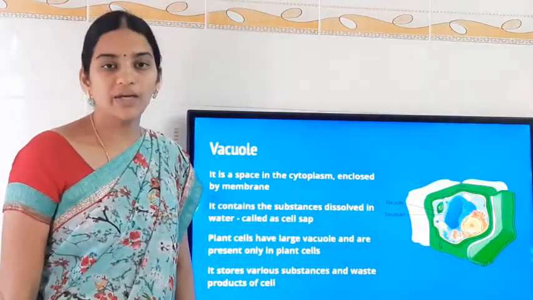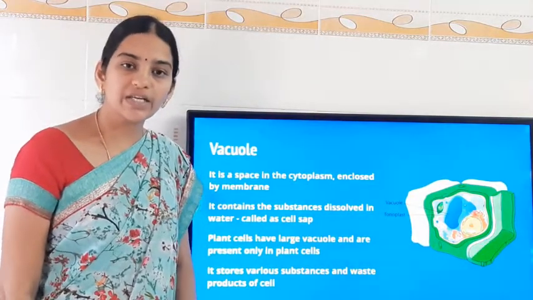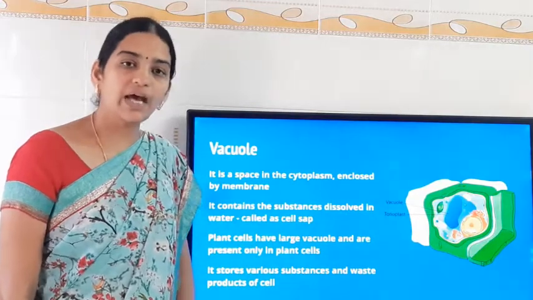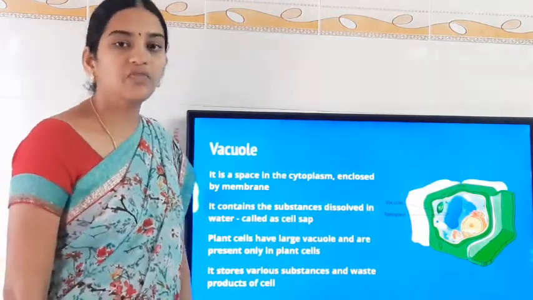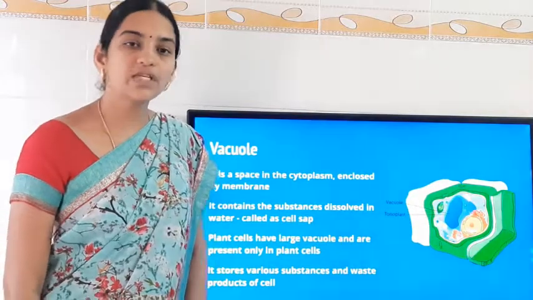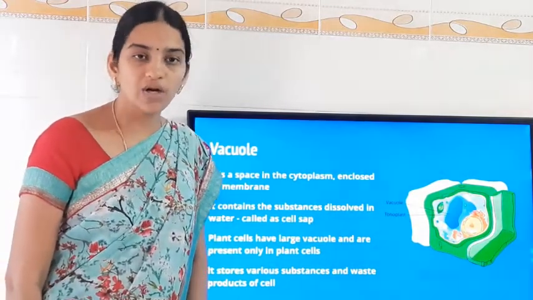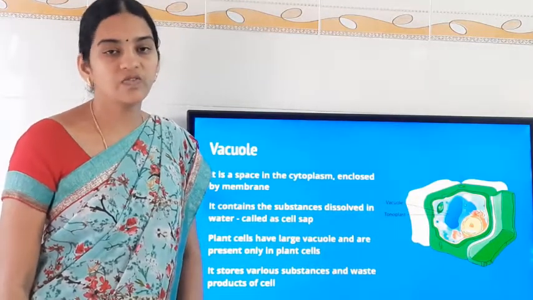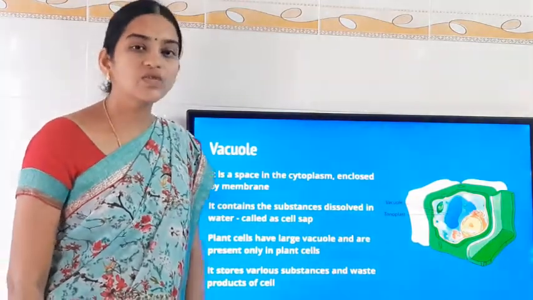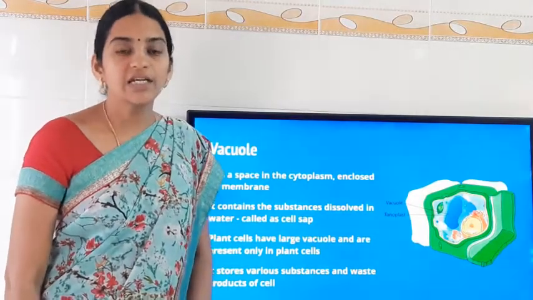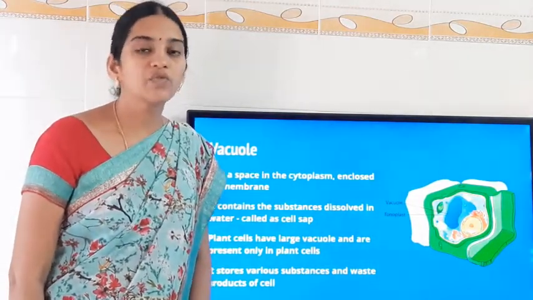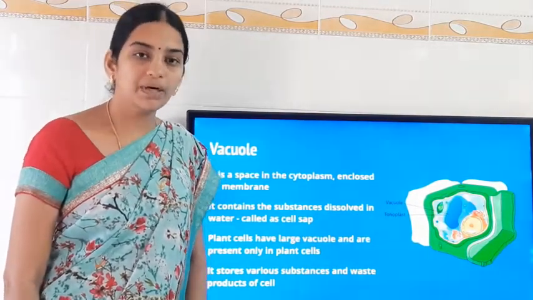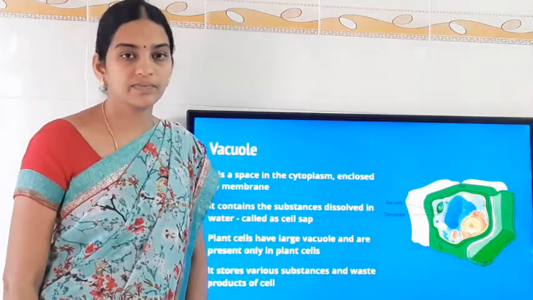But in some animals, these vacuoles are also present. For example, if we take an amoeba, an amoeba is an animal cell. In the amoeba, we can find vacuoles. But in the amoeba, these vacuoles appear very small in size. Whereas in the plant cell, this vacuole stores all the waste material, in the case of amoeba, that is in the animal cell, this vacuole is used to store some food particles. So the vacuoles which are present in the amoeba are called food vacuoles.